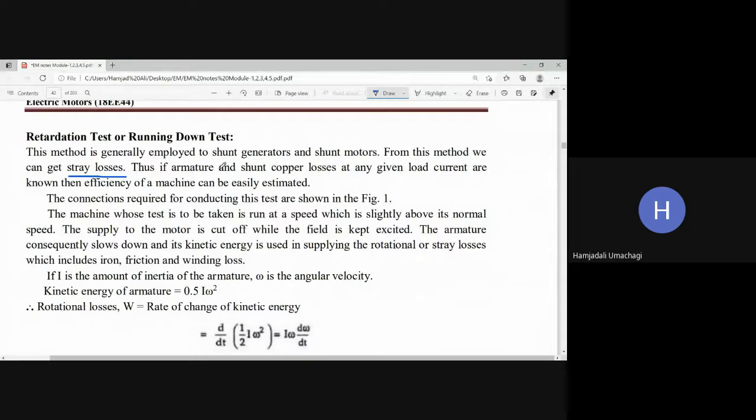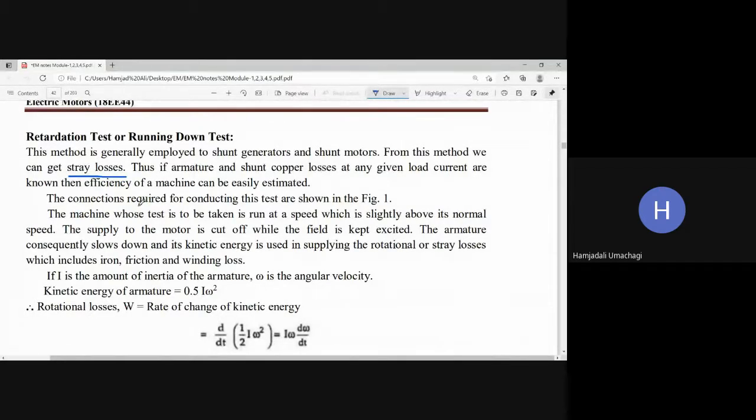Thus, if armature and shunt copper losses at any given load current are known, then efficiency of the machine can be easily estimated. So if we know the field copper loss and armature copper loss, then we can calculate the unknown stray losses very easily with the help of this retardation test. Usually this test is meant to calculate the stray losses of a DC shunt motor or DC compound motor. But in order to calculate stray losses, we should know the armature and shunt copper losses. If they are known, only then we can calculate stray losses.